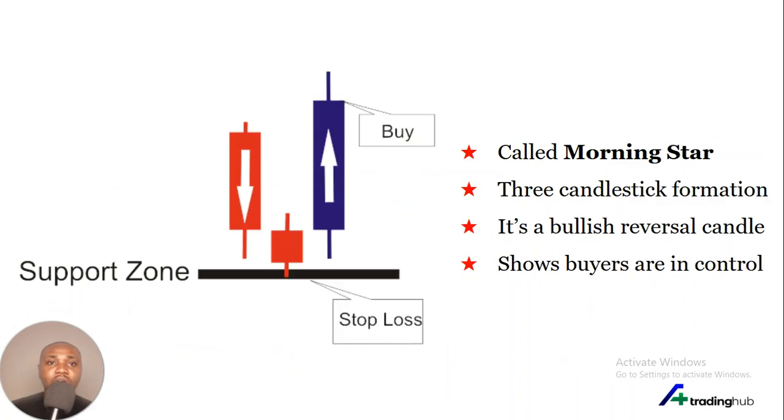Then here is the morning star. It is a three candlestick formation and it is also a bullish reversal candle. It shows that buyers are in control in the market. You look out for them at support zones or demand zones. If you see them play out on your chart, this is a signal that price will start buying or price will turn bullish from that particular zone.